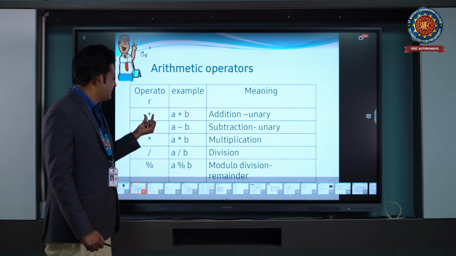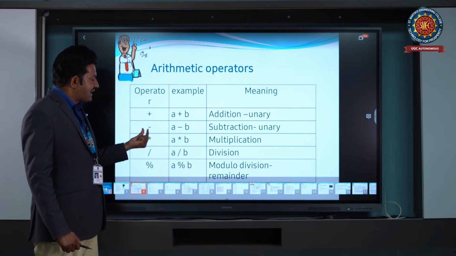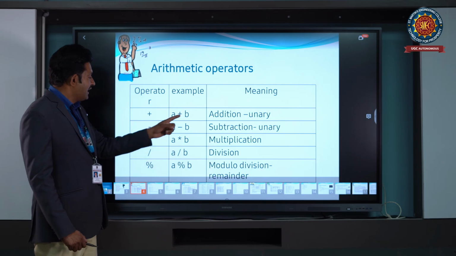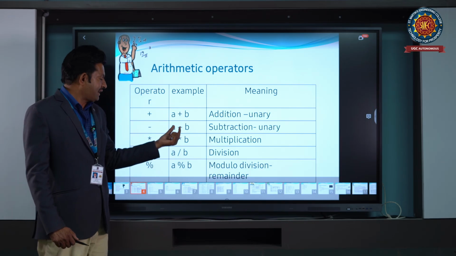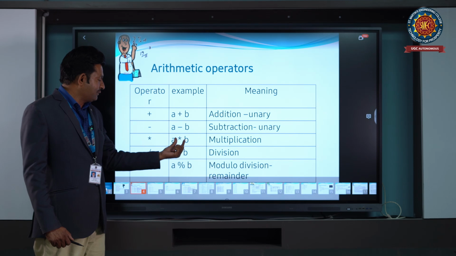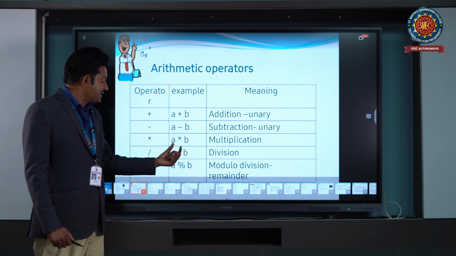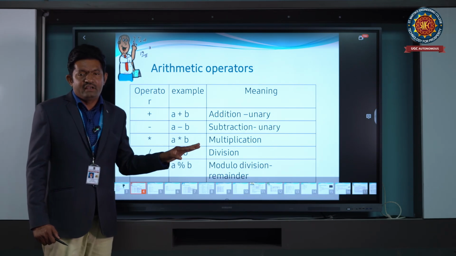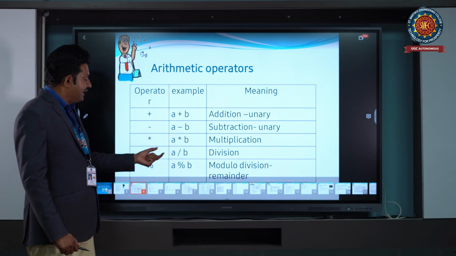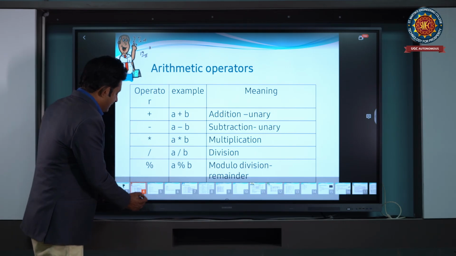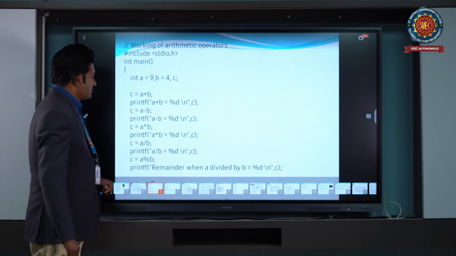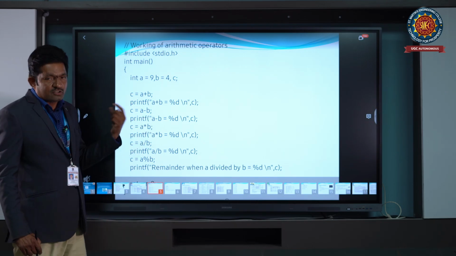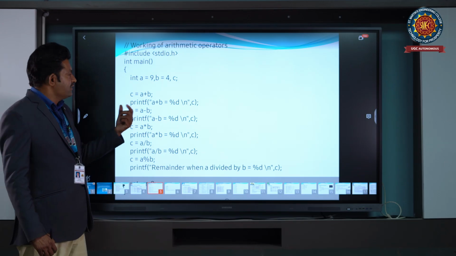The plus symbol is addition, and then we have subtraction, multiplication, division and modulus division. Addition is adding two numbers, subtraction is subtracting two numbers, multiplication is multiplication of two numbers, division means division of two numbers, and modulus division means finding the remainder of the two numbers. Finally, in these arithmetic operators we find the remainder. Now, a demonstration of arithmetic operators using C language.